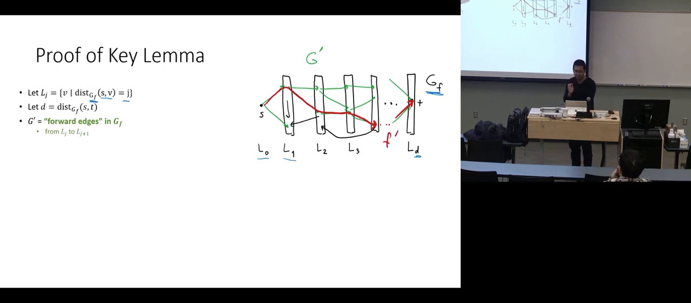So that's G prime. G prime only has forward edges. It's the green thing here that I drew. And F prime is the blocking flow in G prime, just some flow inside the green graph that is a blocking flow.